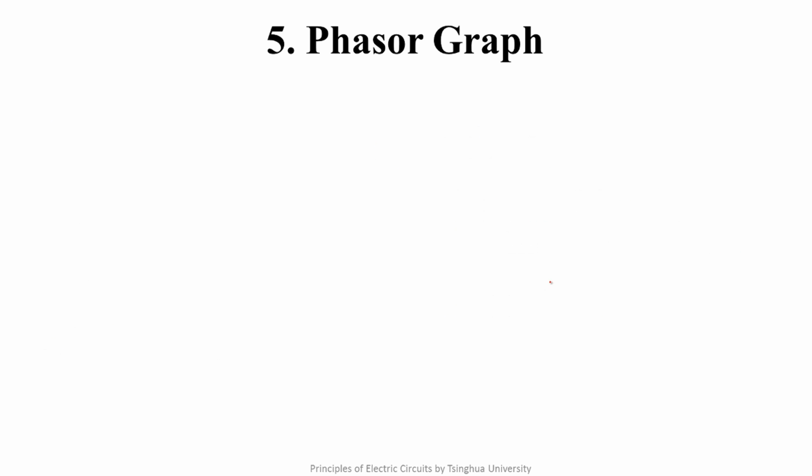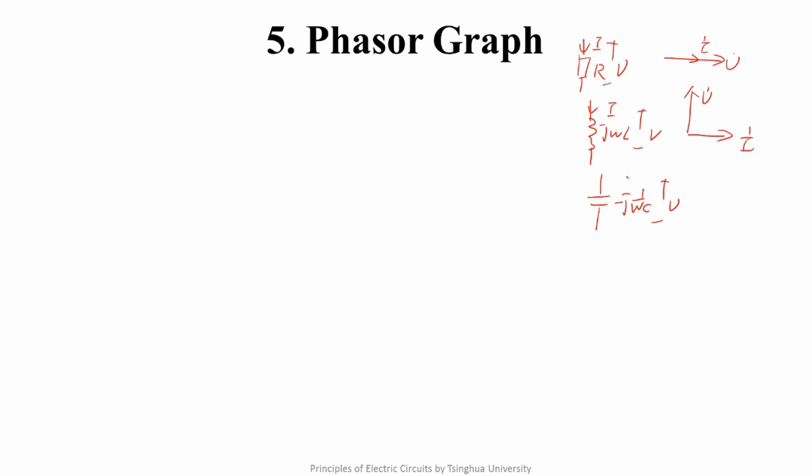Next, let's discuss a little more complicated phasor graph. Let's have a review here. For resistors, U and I are in phase. For inductors, U leads I by 90 degrees. For capacitors, I leads U by 90 degrees.